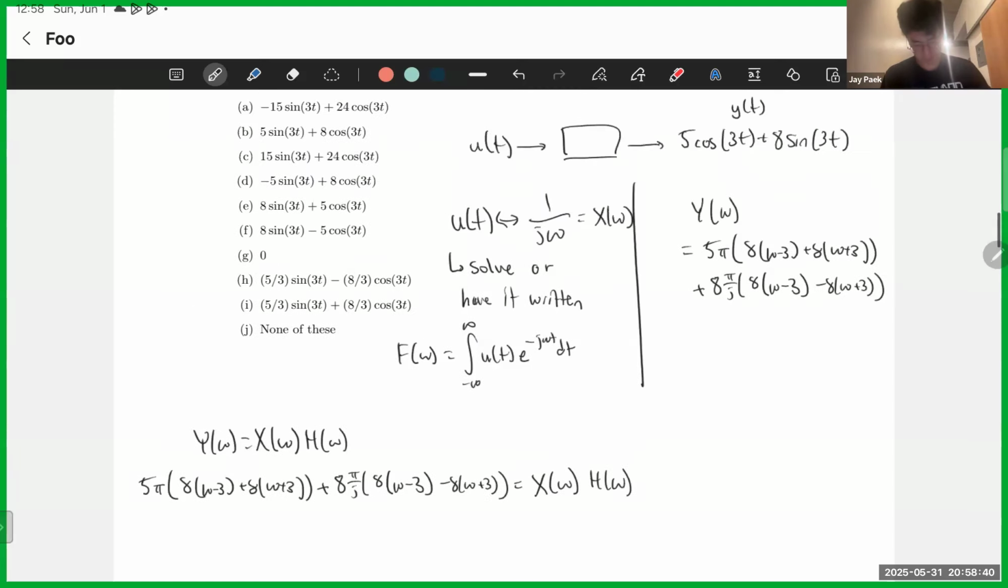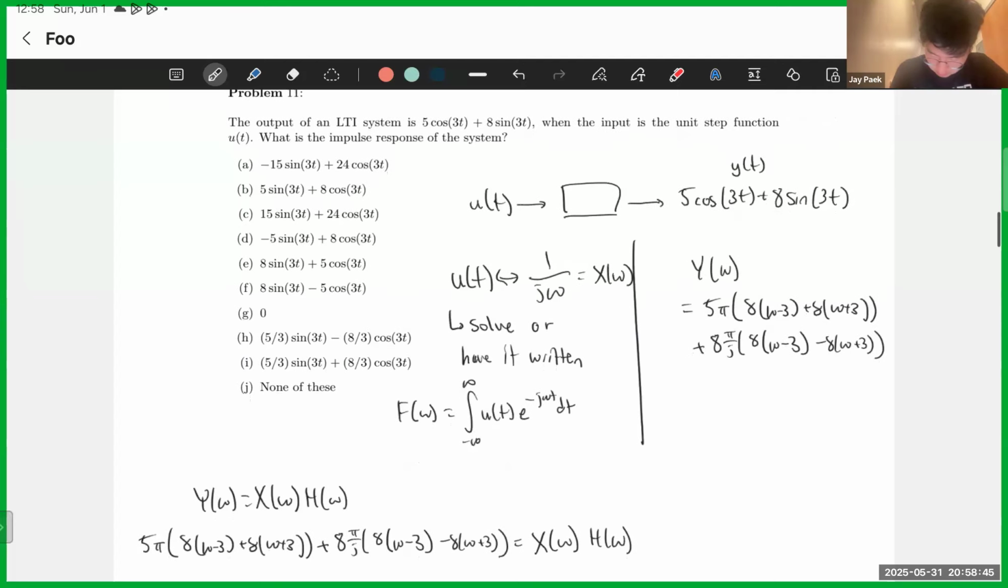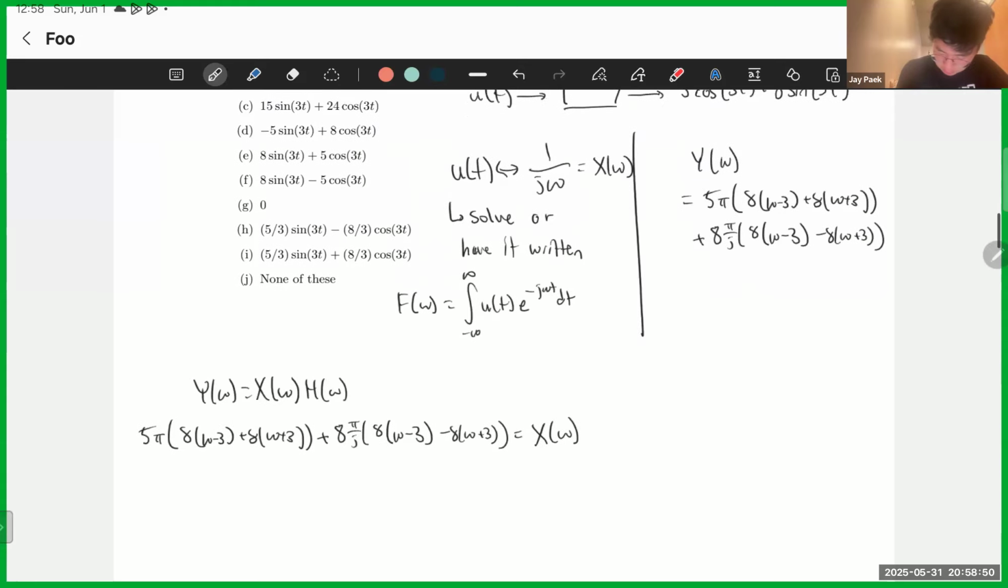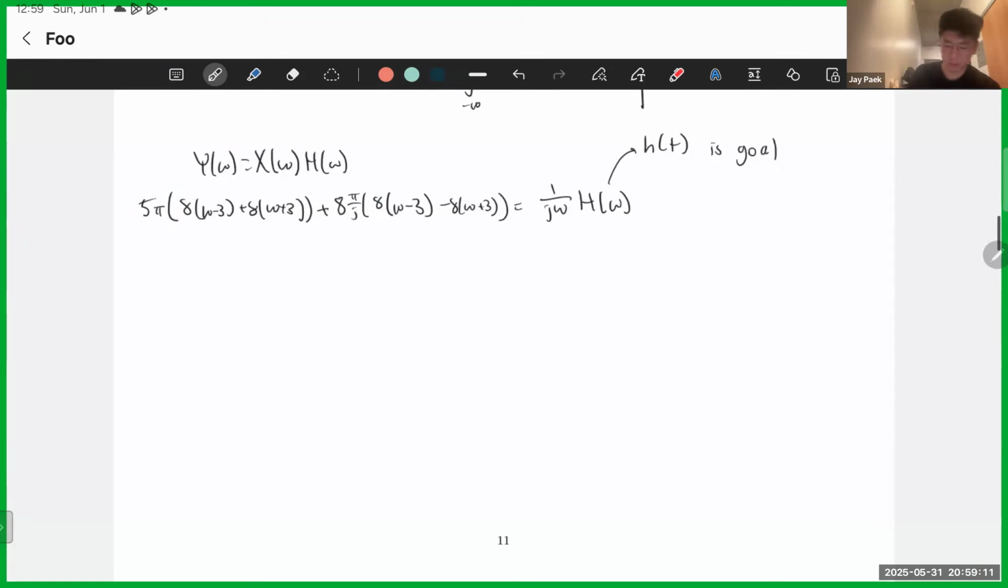All right. So let's see here. Remember, x of omega is something that we know. It's actually 1 over j omega. And so all we need to do is find h of omega and then h of t. That's our goal. Well, let's just multiply each side by omega j, and then we can find out what our answer is.